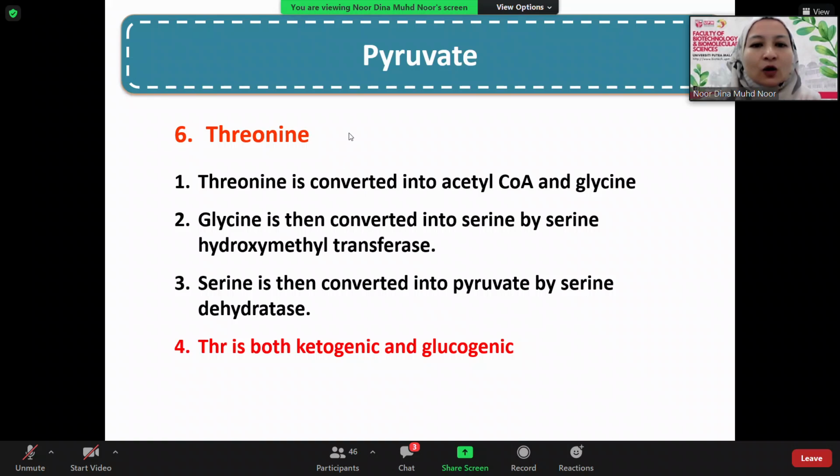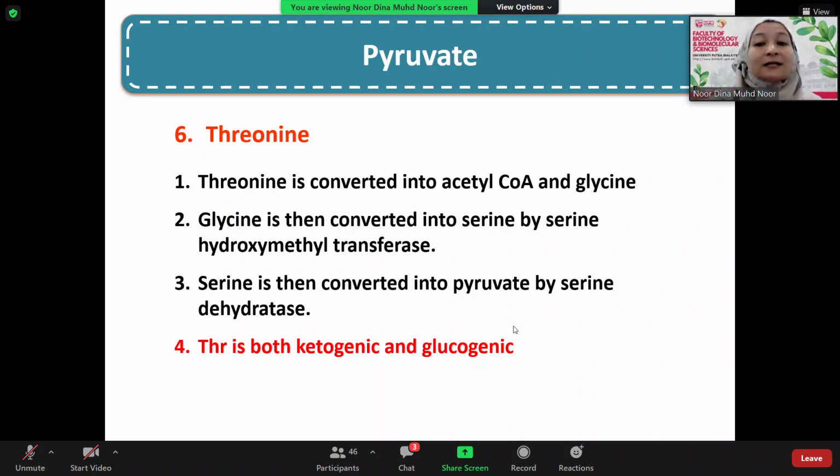And the next one is threonine. For threonine, it can be converted into acetyl-CoA and glycine. We know that glycine will be converted into serine, and then serine will be converted into pyruvate. But for threonine, it's not a direct one-way formation of pyruvate. It has to be converted into glycine first, and then the glycine enters serine, and the serine into pyruvate.